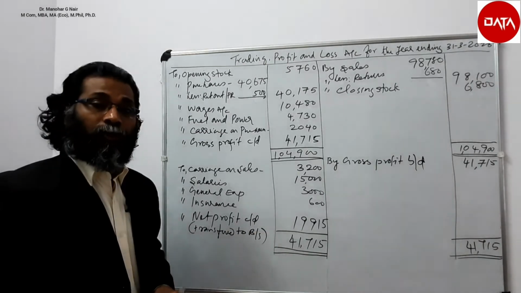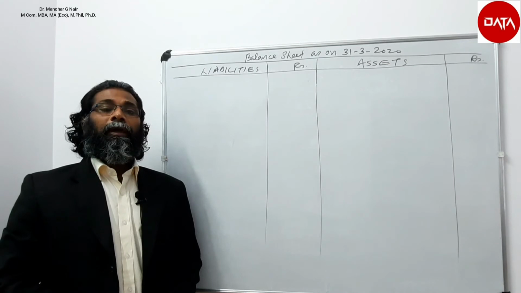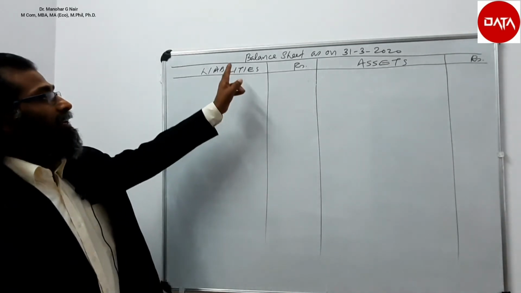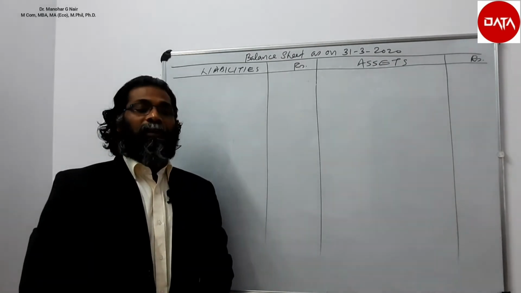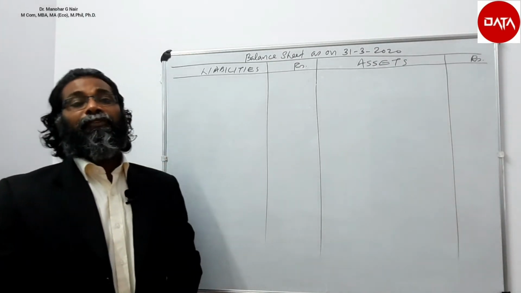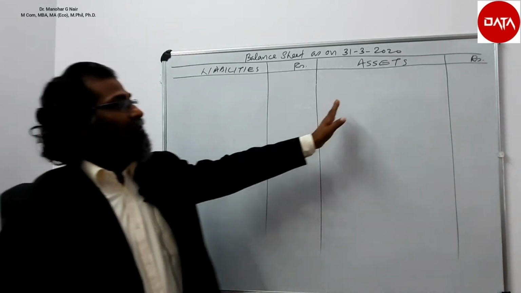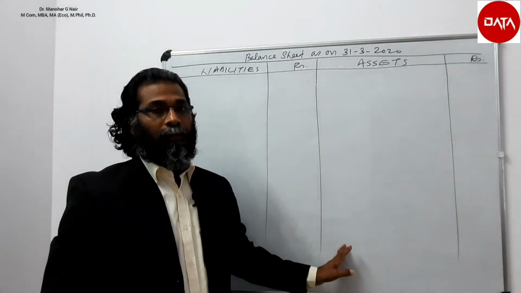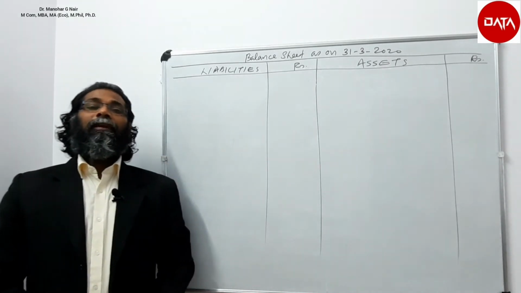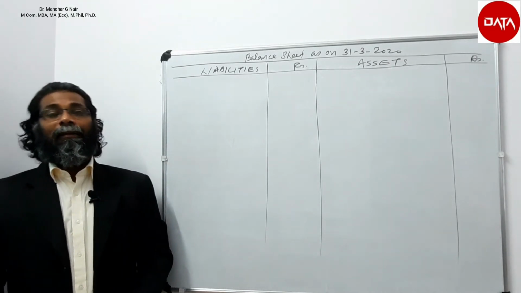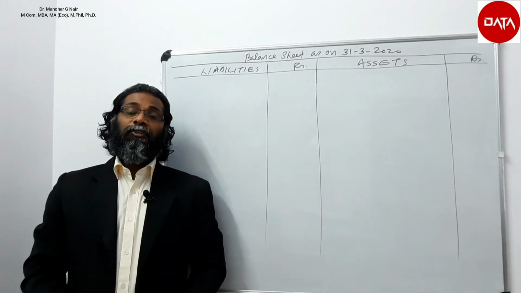Now let us draw a balance sheet. So this is the format for a balance sheet, which contains a title, balance sheet as on a particular date, here in this question 31st March 2020, and it contains liabilities as well as assets. As we discussed in the previous video, the assets and liabilities may be written on the basis of its liquidity or on the basis of its permanence.